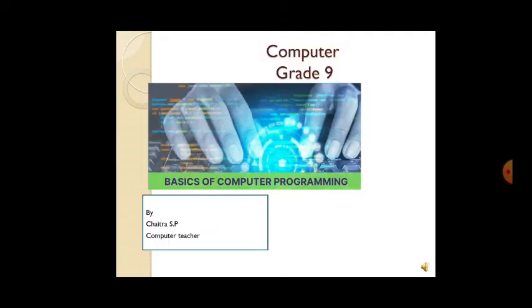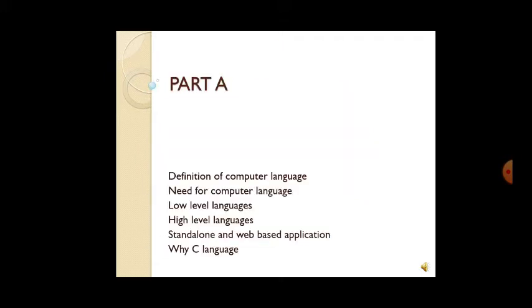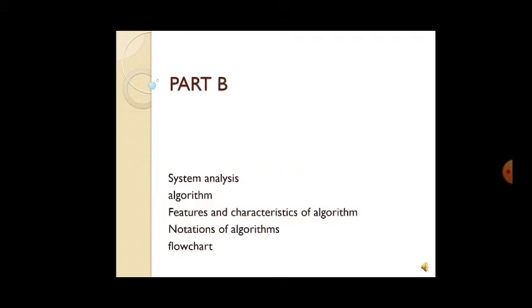Last two classes we saw the basics of computer programming, which is divided into three parts: part A, part B, and part C. In part A, we learned the definition of computer language. What is a computer language? Why is the language required? Then low level languages, high level languages, standalone and web based application, and why C language.